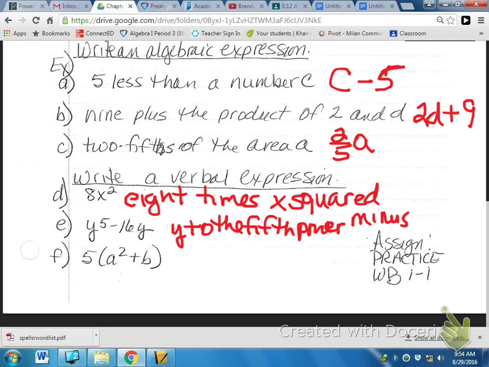Minus the product of 16 and y, or minus 16 times y. Okay, don't just say 16y, because you're not telling an operation. Okay, you understand what I'm saying? You're not telling an operation. So y to the 5th power minus, I'm going to say the product of 16 and y. All right. She said, shouldn't I write 16 out? Yeah, you're right, 16.